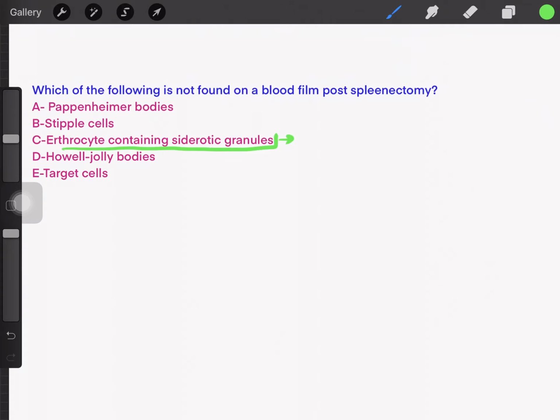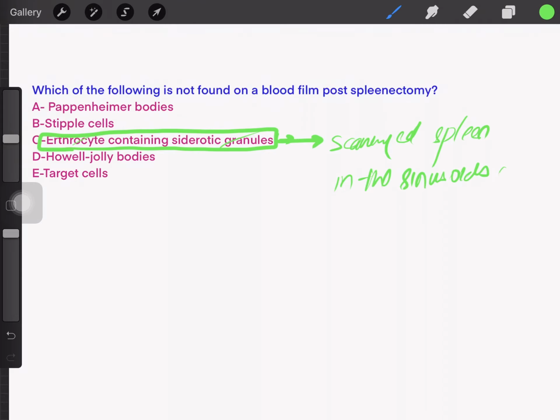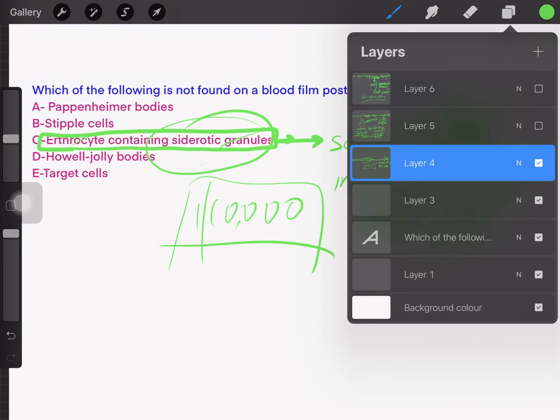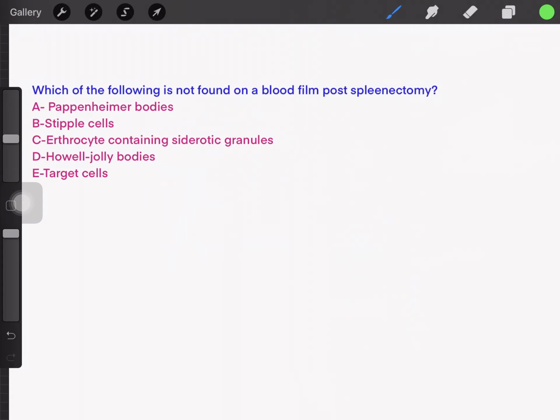See, erythrocytes containing siderocytic granules can be there, but they are normal. Erythrocytes normally contain siderocytic granules even in a normal person, but they are scavenged by the spleen in the sinusoids of the red pulp. But now there is no spleen, so they are not removed. Even if 1 in 1000 or 10,000 is being released, it might be seen on some peripheral smears. So even post-splenectomy, this can be seen. It is not a thing which cannot be seen.